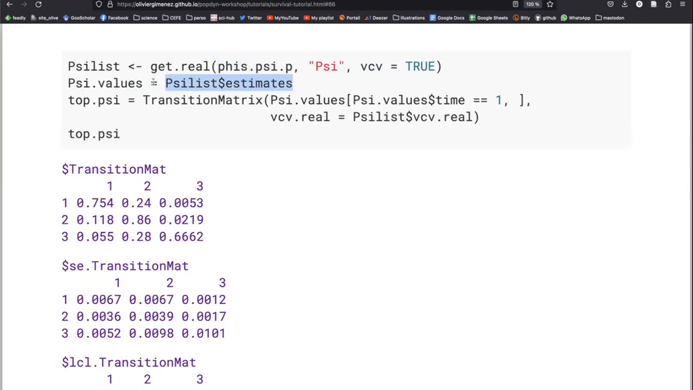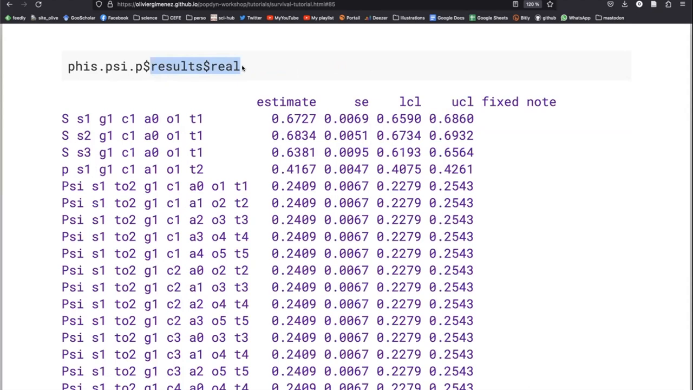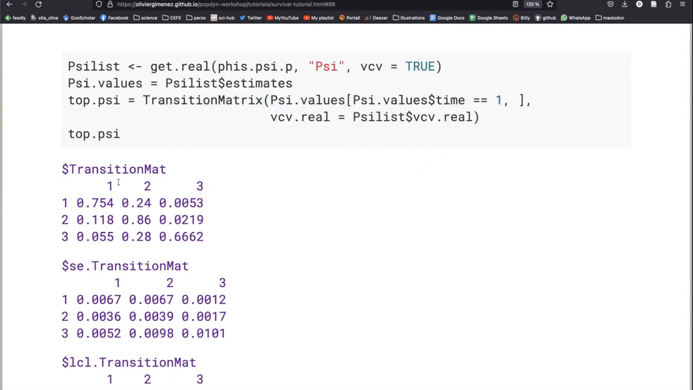And then we use a function from the RMark package called TransitionMatrix, which will clean up the output that we got from the naive call to get real estimates. It puts everything in order in a nice format. You get this matrix here, which is the transition probability from site one to site one, so the probability of remaining in site one, leaving site one for site two, and leaving site one for site three.